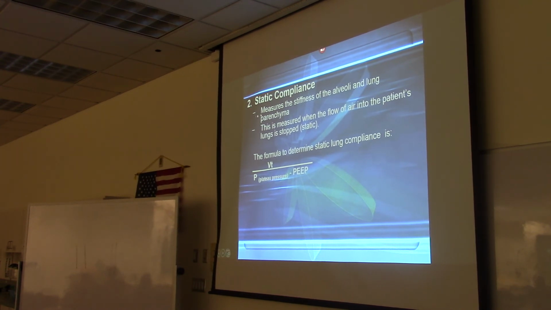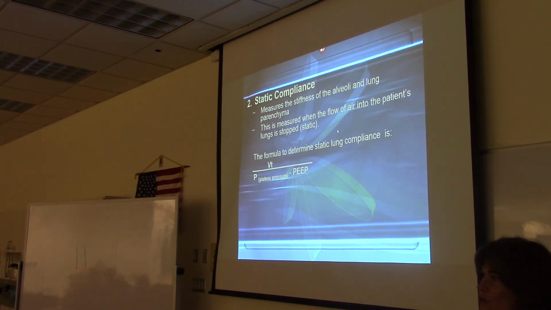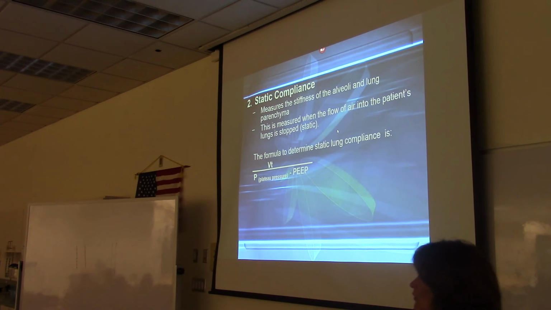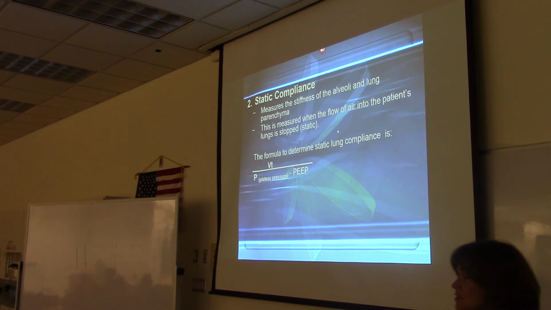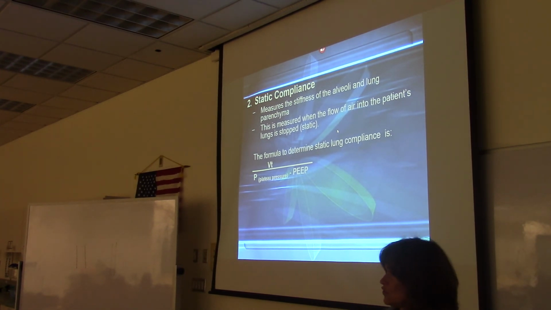All right, let me read this. So static compliance measures the stiffness of the alveoli and the lung parenchyma only. So no airway resistance in this one, just the stiffness of the alveoli. This is measured when the flow of air into the patient's lungs is stopped. So there's a button on the ventilator that you push to get this reading, and it's called plateau pressure. When you push plateau pressure, or inspiratory hold is another name for it, it stops the airflow and holds it still. And when you hold the airflow still, the pressure reading that you see is telling you what the pressure is in the alveoli.